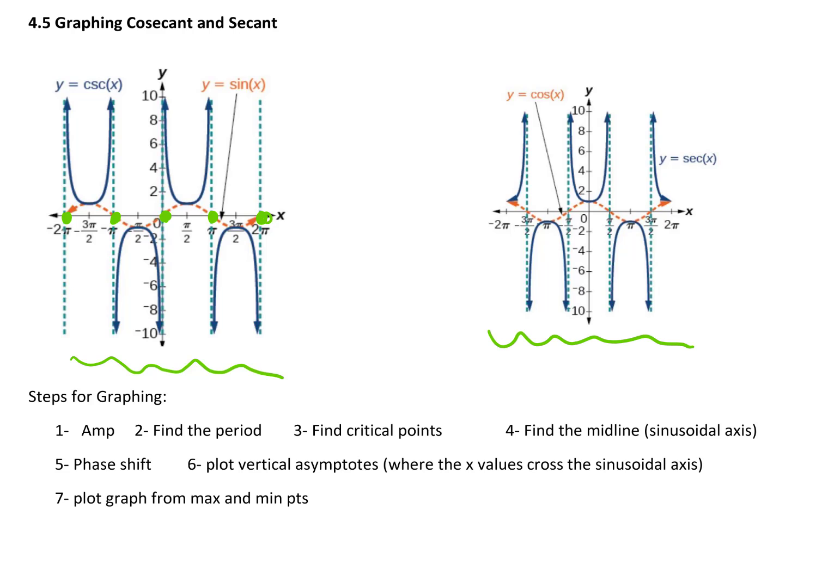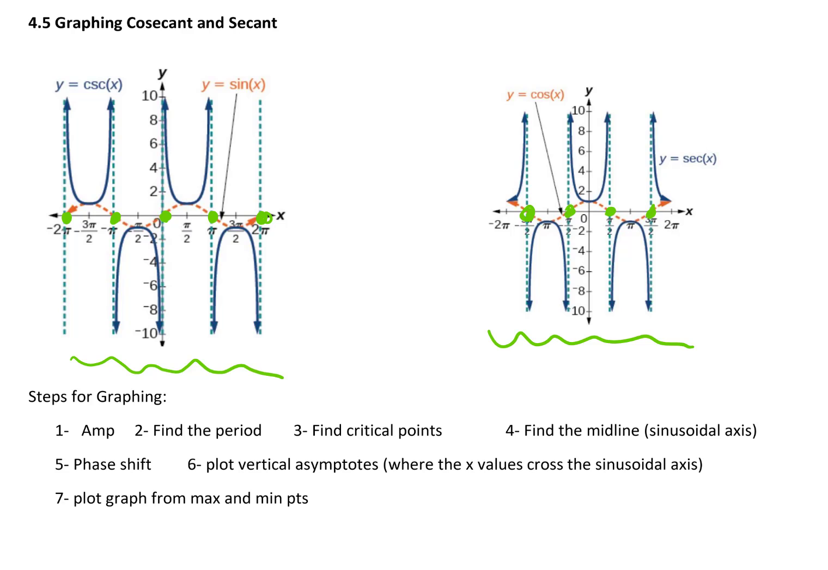Similarly, the cosine curve on the right-hand side, you'll see that the orange dashed line through the middle is the cosine. The vertical asymptotes are created at the intersection points with the sinusoidal axis, and the secant curve is produced from the maximum and minimum points of the cosine curve.